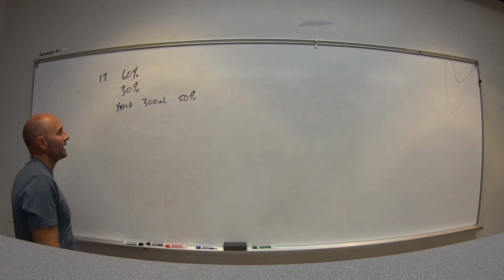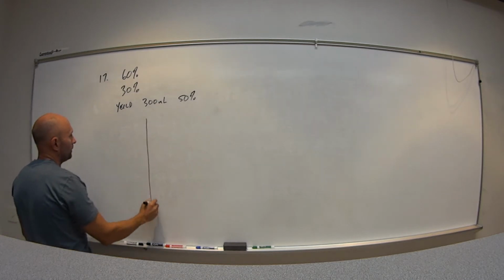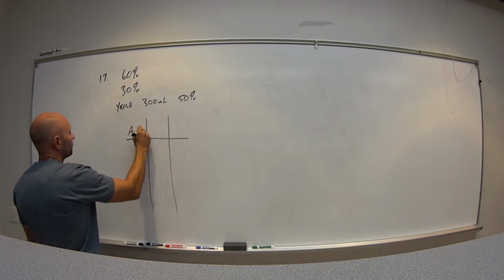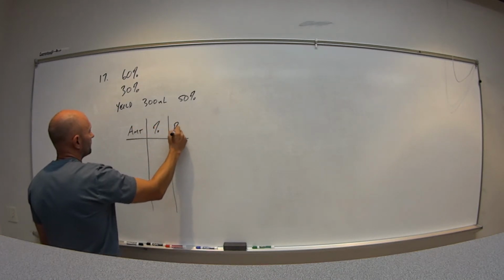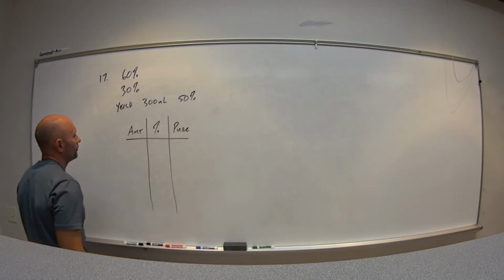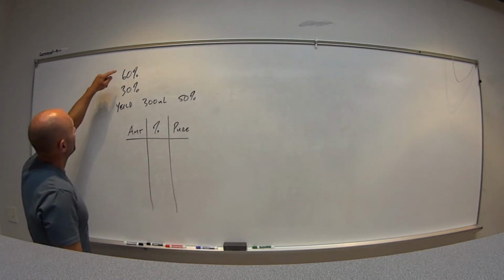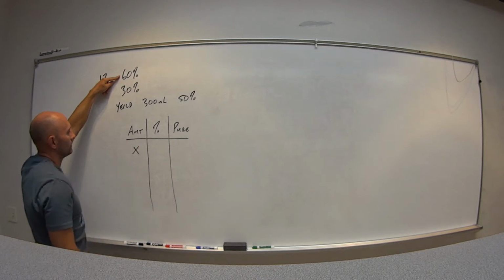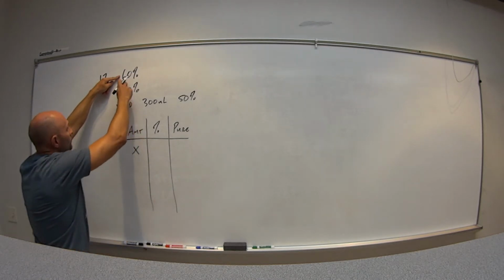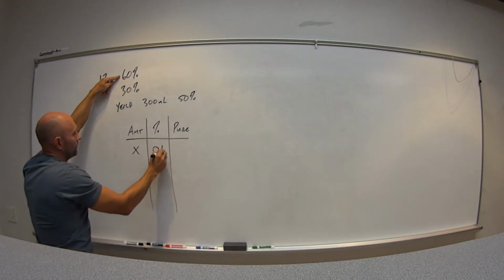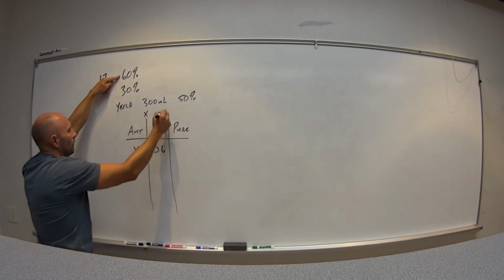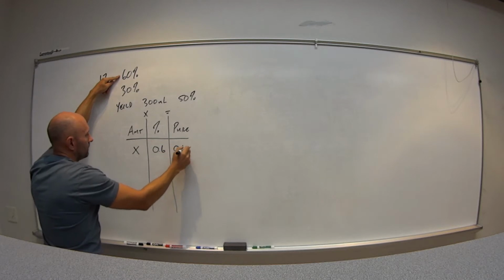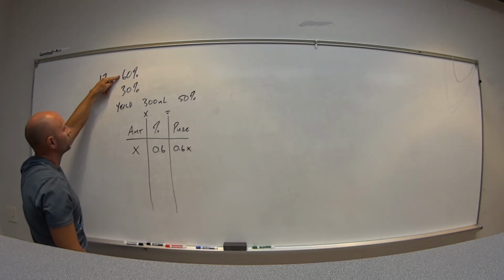So we can use our table. If I build my table, I have the amount and the percent, and this last column we call pure. Ingredient 1 is the 60% solution. How much of it? I have no idea. So X. Percent is 60%, so that's 0.6. And we multiply across. So X times 0.6 is 0.6X.